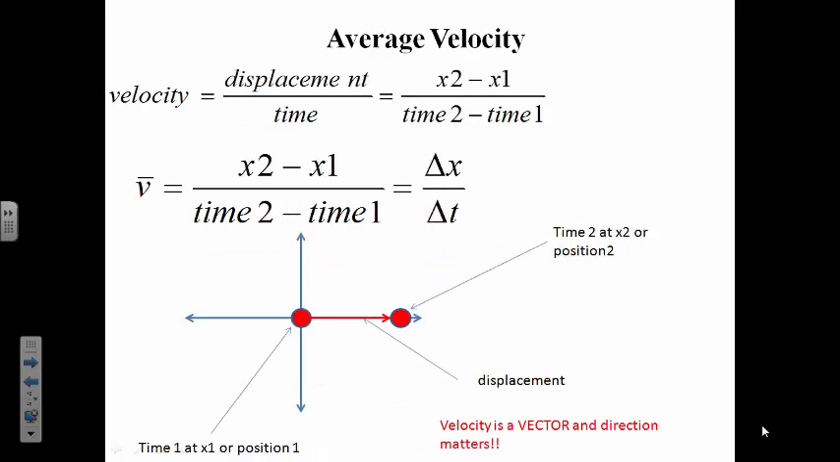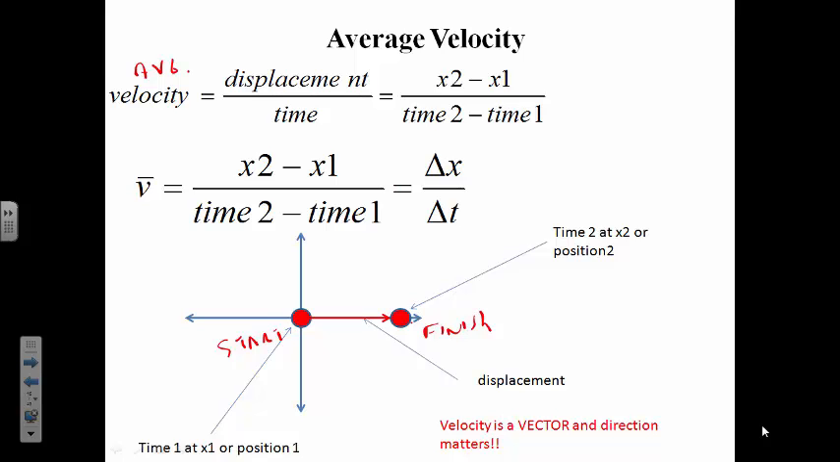And what it's going to be is that our average velocity is our displacement divided by time. So it's x2 minus x1, so it's where you finish minus where you start, and then it's divided by the time it takes you to get there, time 2 minus time 1.